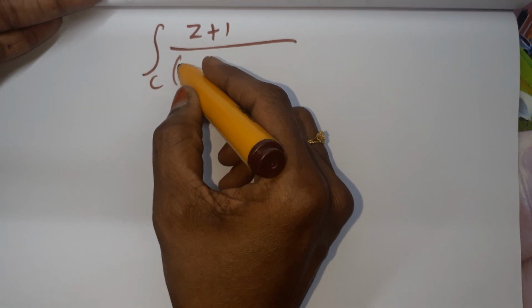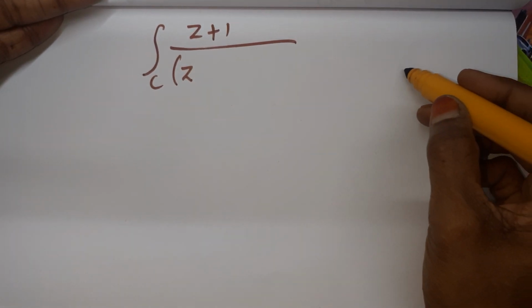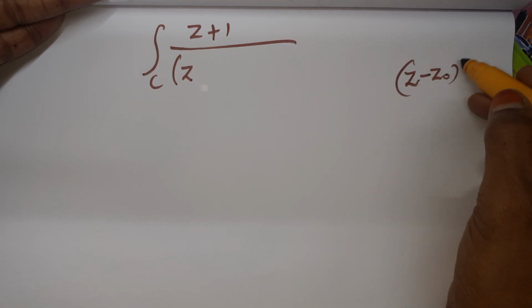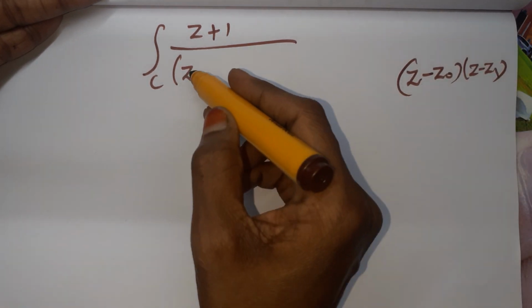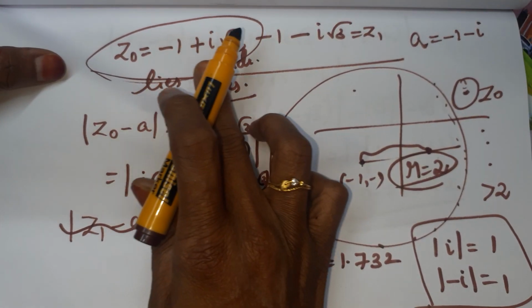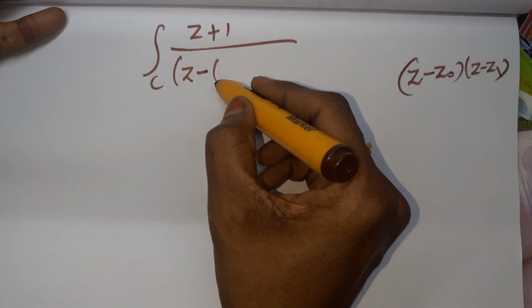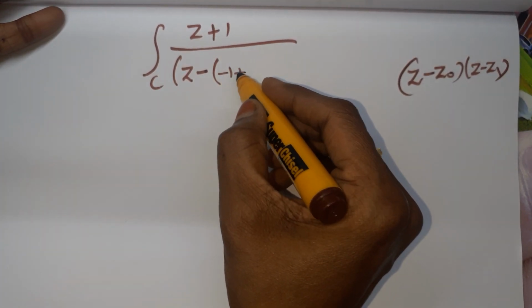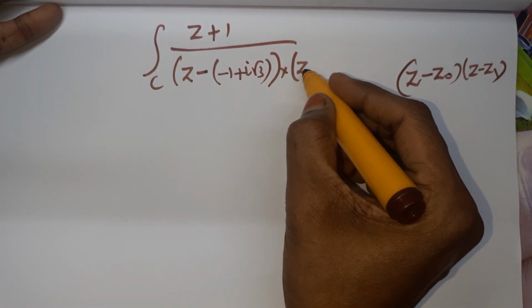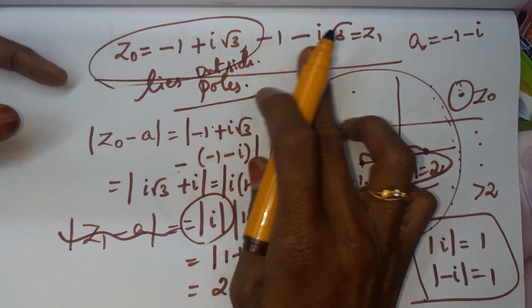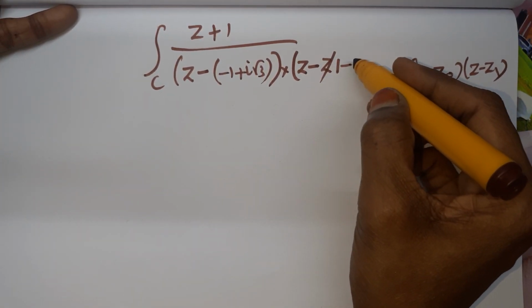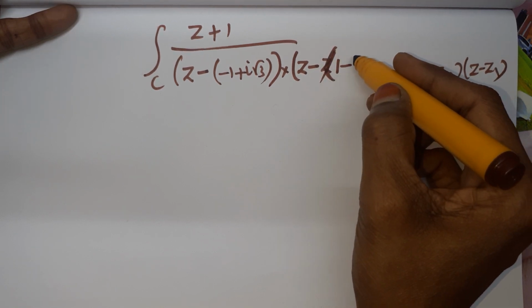Generally we get two roots, which means we can write the factors as z minus z naught into z minus z1. The first value z naught we got is minus 1 plus i root 3, so z minus, bracket, minus 1 plus i root 3, into z minus the second term, minus 1 minus i root 3.